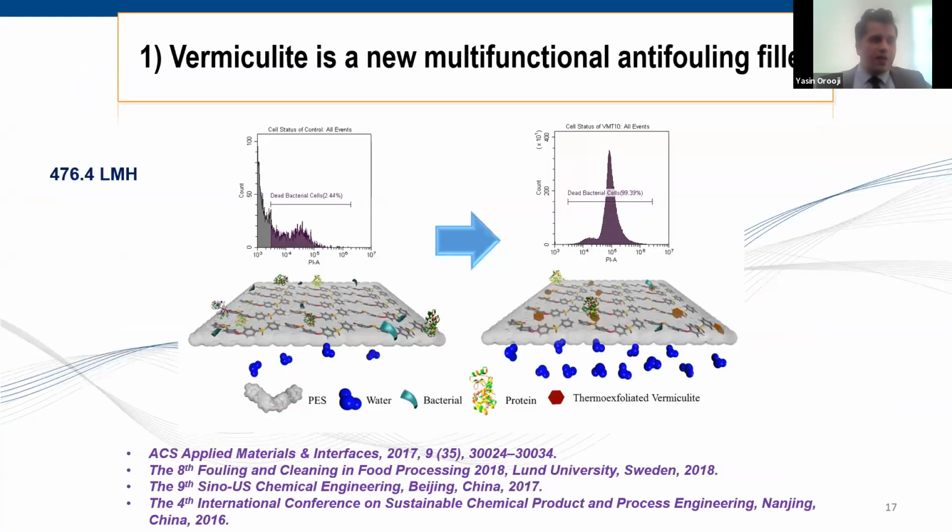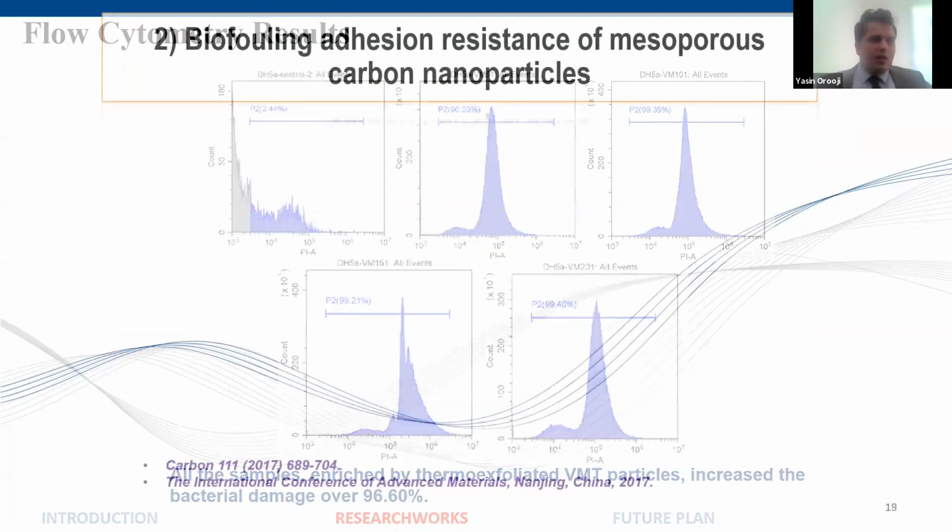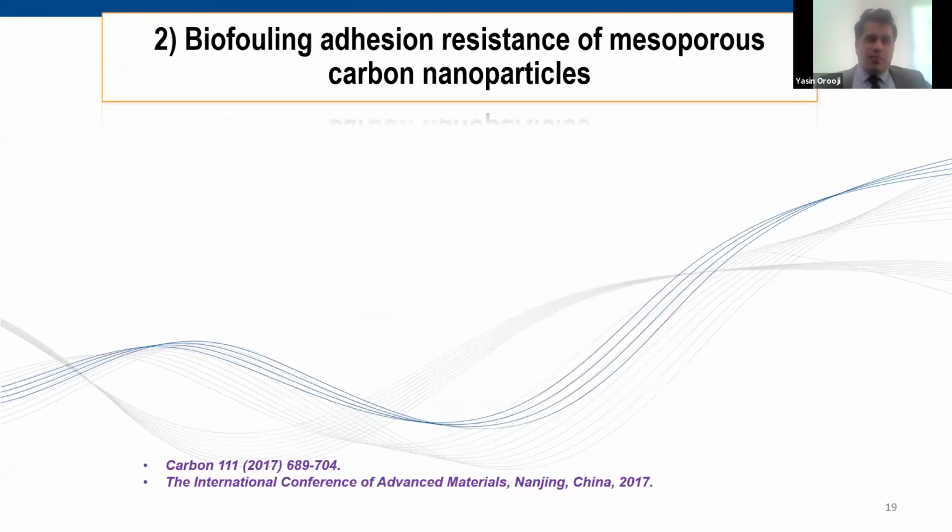For the first work, we used an anti-fouling filler to kill the bacteria, and it increased the bactericidal effect from 2% for the pristine membrane to almost 100%. These are the details. And another remedy is decreasing the adhesion of foulants.